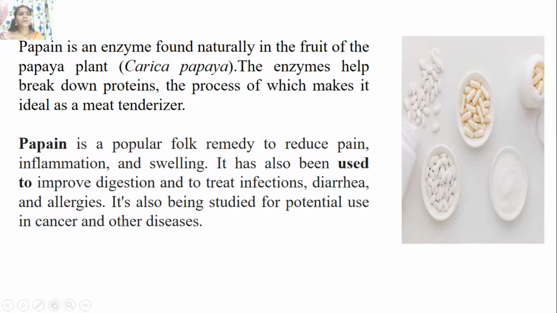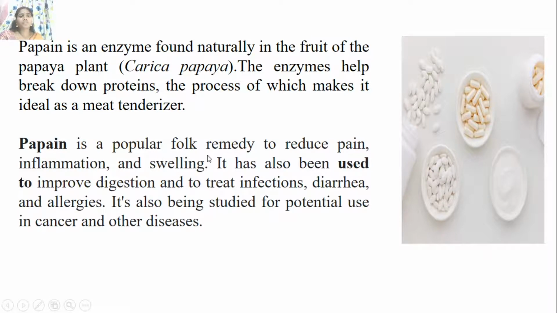The next one is papain. You have heard of it; it is available in the market as tablets. It is isolated from Carica papaya. It is again a proteolytic enzyme that helps to break down proteins, which makes it ideal for meat tenderizers. That means the muscles are made smooth by using this proteolytic enzyme. It is also called an ideal enzyme for meat tenderization.